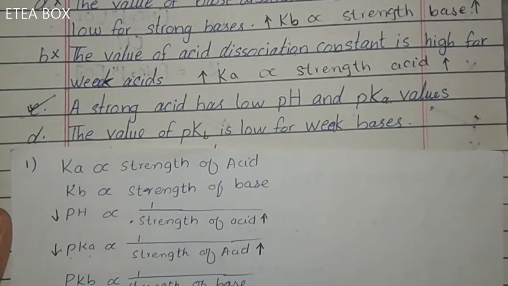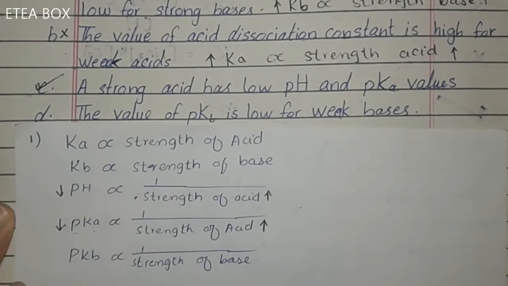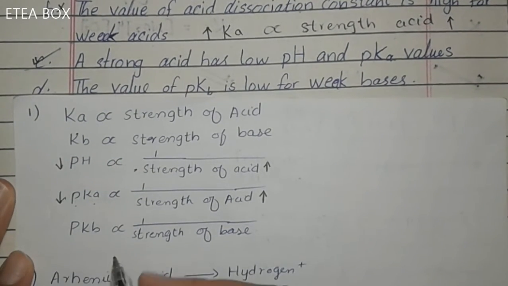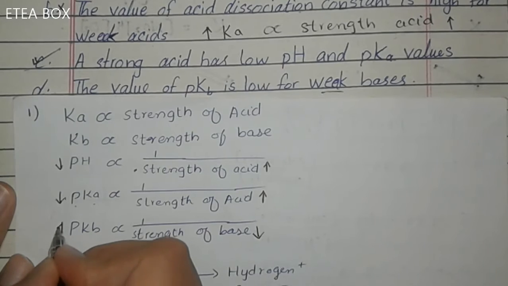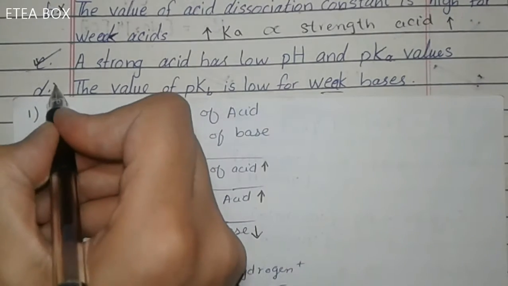Look at the D. The value of pKb is low for weak bases. Now pKb is inversely proportional to the strength of base, which means that weak bases will have high value of pKb. So this one is also wrong.